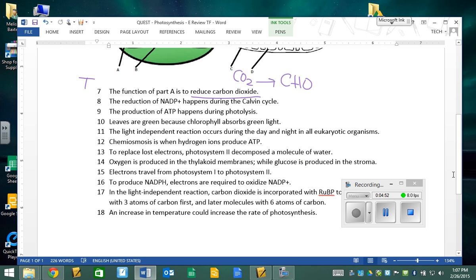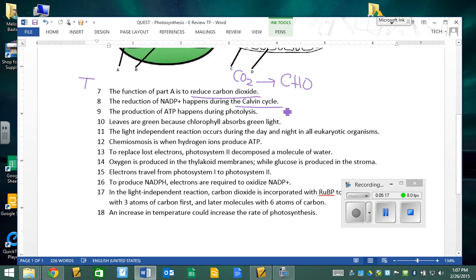Now up to that point, up to number 7, does anyone want to ask anything about any of the statements that are on here? So then number 8 says the reduction of NADP positive happens during the Calvin cycle. Now that molecule could be reduced. It doesn't have an H. I could add one. So we got to ask ourselves, does it actually happen during the Calvin cycle?